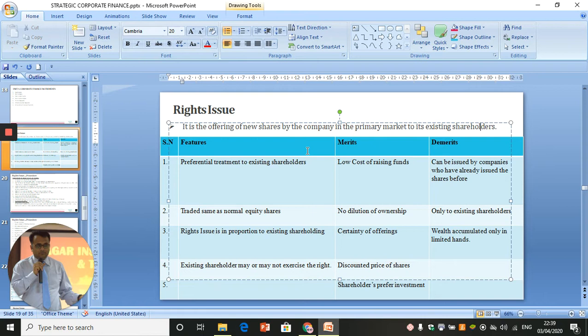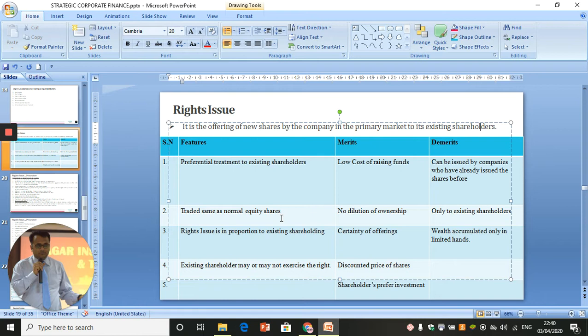They can also sell that in the open market, gaining through the price differential as well. So, rights issue is an offering of the new shares by the company in the primary market to its existing shareholders. Features: what are the features of rights issue? It is preferential treatment to existing shareholders. Before offering it to the public, the company is giving it to existing shareholders. So it is preferential treatment to existing shareholders.